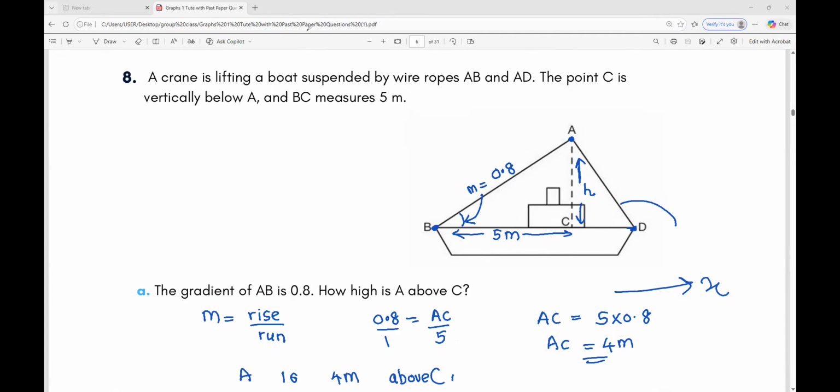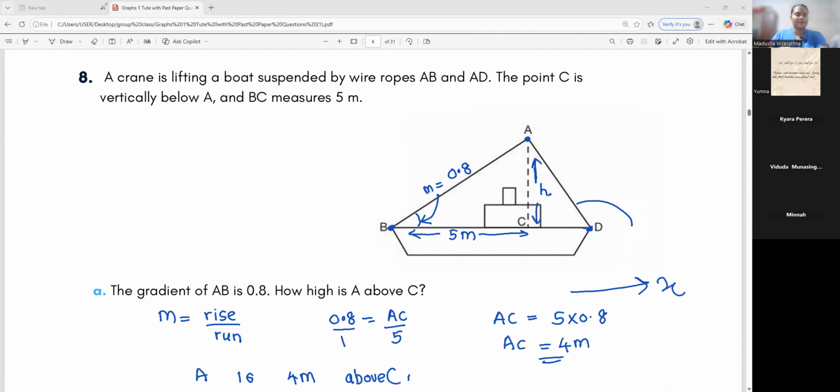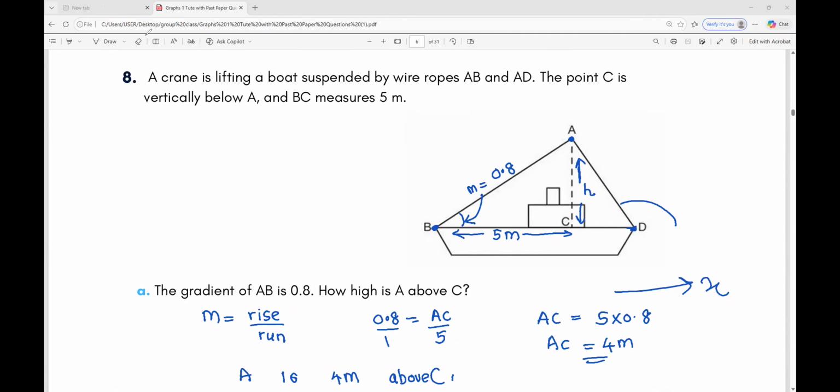Real applications of straight line graphs. We can find that height from the AD line also, but we don't know the base length or the run, and the gradient of AD, we don't know those things. So we can't find the height from that side. We can find the height only using the AB line.